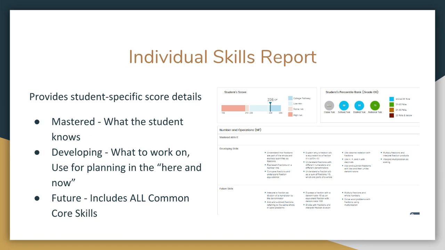There are also individual skill reports that can be shown. It lets you know whether the student has mastered a concept, is developing to master the concept, or if their future is on path. It uses the same norms for percentile rankings that are in the individual student report, and it also gives specific skills that they need to work on and specific skills that they have mastered.